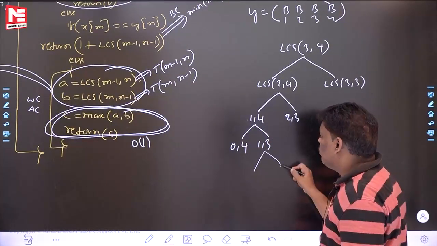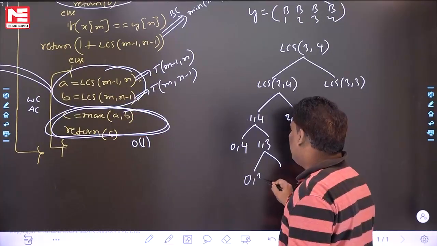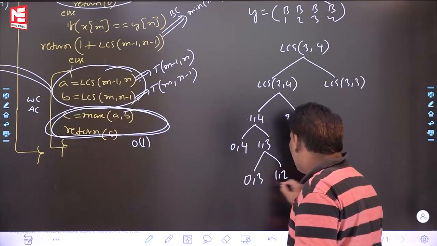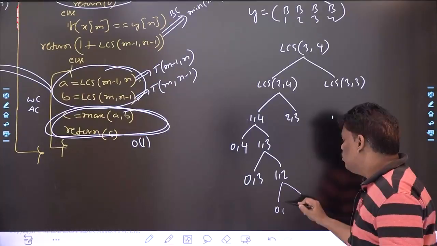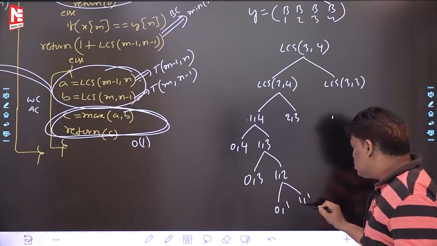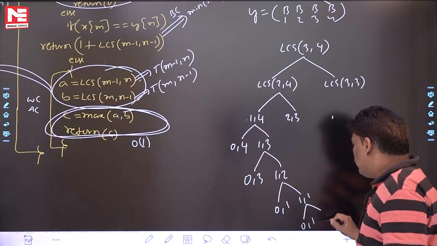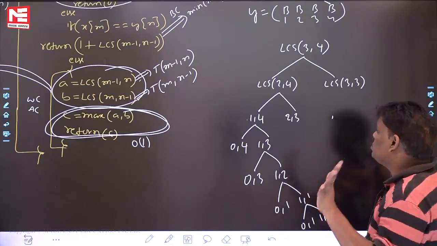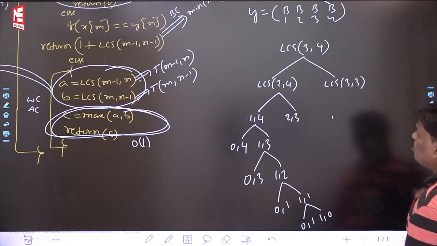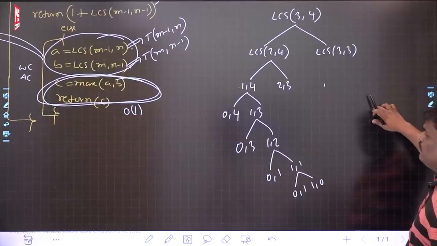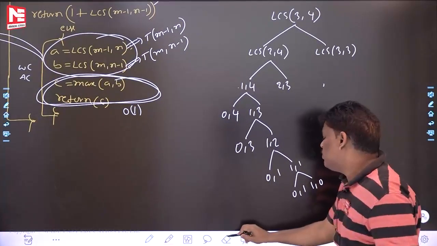Let me check 1, 3. What is the answer? 0, 3 or 1, 2. Because he stopped, I am going here. What is the answer? 0, 1 and 1, 1. Because he stopped, I am going on. What is the answer? 0, 1 and 1, 0. Because both stopped, stop. That is the leftmost path I expanded, right? Let's do this also, the leftmost one and the rightmost one.